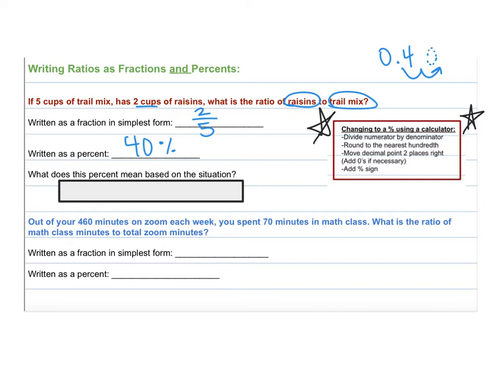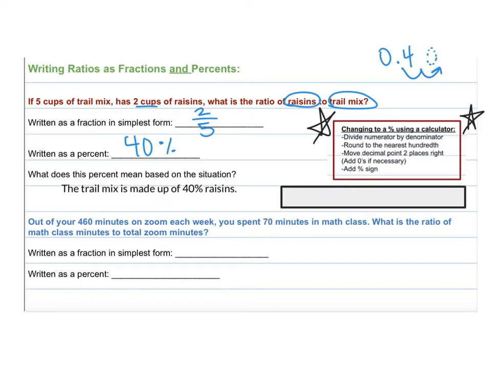What does that percent mean based on the situation? Well, it was asking for raisins to trail mix, so that means that the trail mix is made up of 40% raisins.